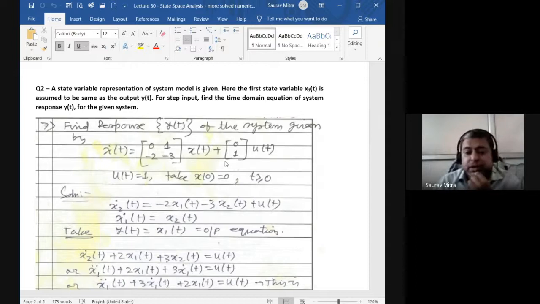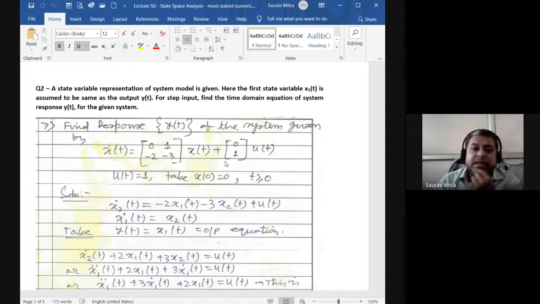A matrix always is a square matrix because it's a second order system. How do we know this is a second order system? Because A matrix has dimension 2 cross 2. That means the number of state variables is equal to 2. Whenever the number of state variables is equal to 2, it's a second order system. That means there are two energy storing elements in the system.